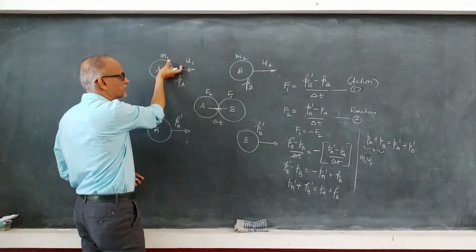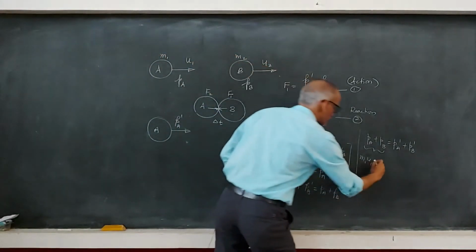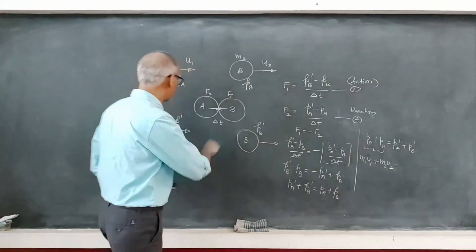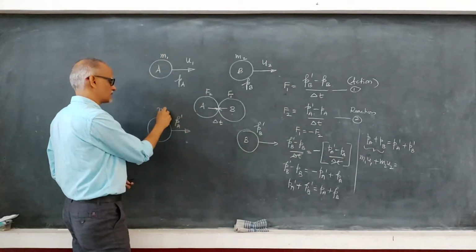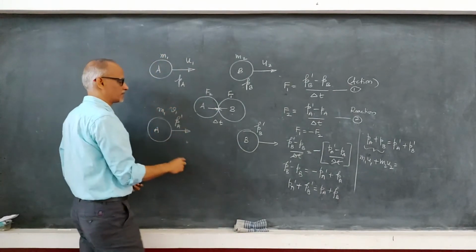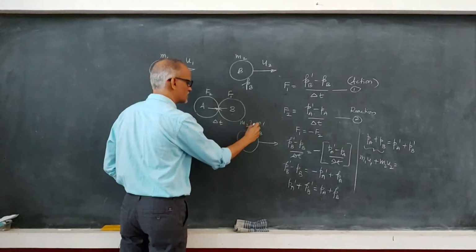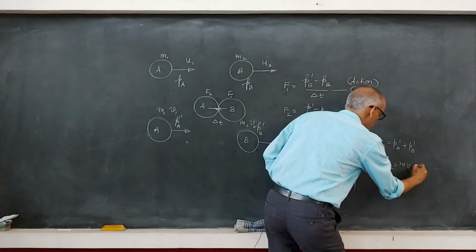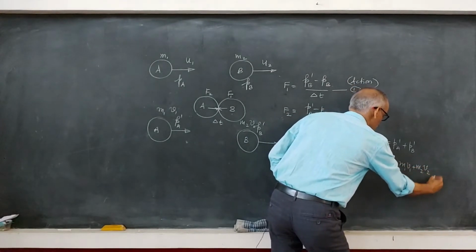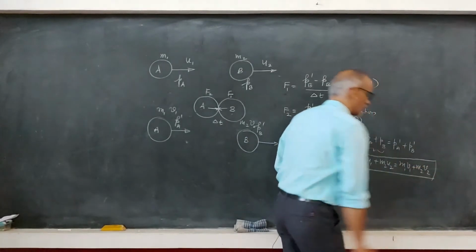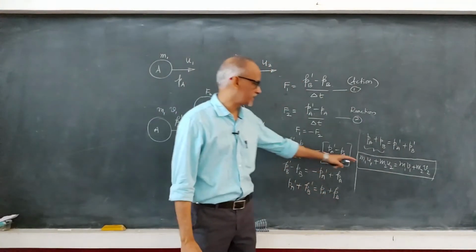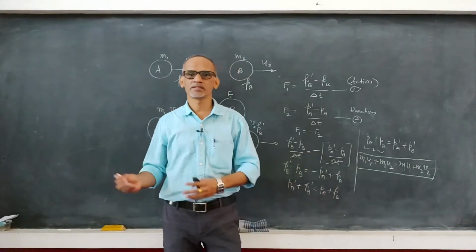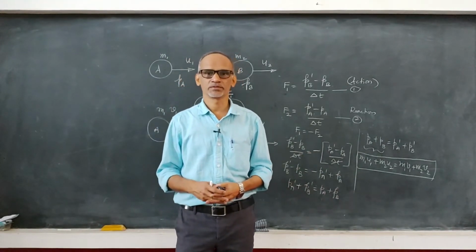m1 u1 is the momentum, plus m2 u2, is equal to, after the collision, let their masses remain the same and velocities change. Mass m1, velocity changes to v1. Mass is m2, velocity changes to v2. So we can write that's equal to m1 v1 plus m2 v2. So this is how we can use this equation. This is also an alternative equation to relate the velocities before the collision and velocities after the collision.